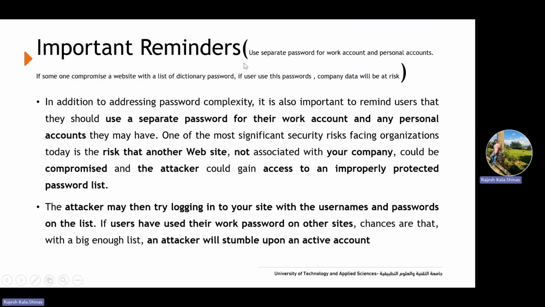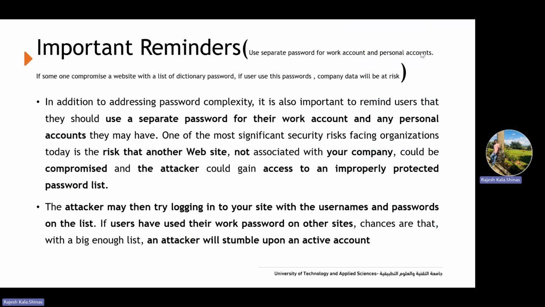Then important reminders. Whatever I write in the bracket, I took from here. Use separate passwords for your work account and personal account. Example, you are working in a company and you have a work account, right? I have rajesh.kala at utas.edu.in as my work account, my company account, my college account, the official account. And I have a personal account in Gmail, like rajeshrkala@gmail.com.